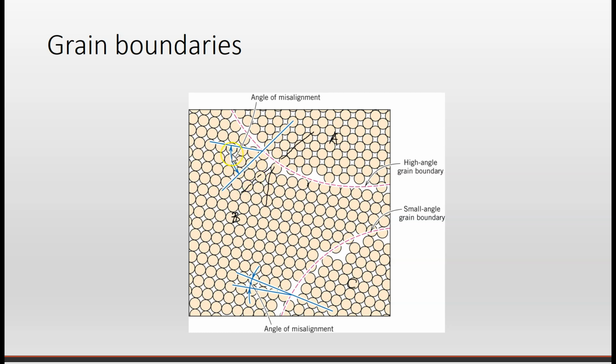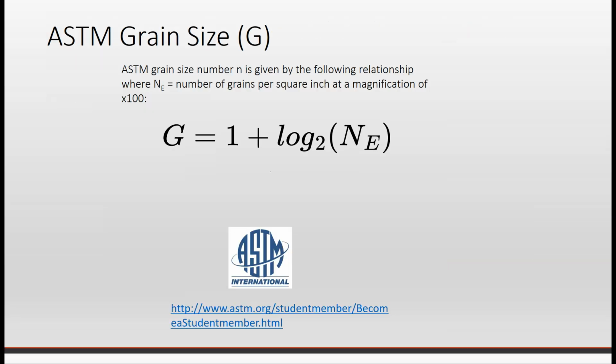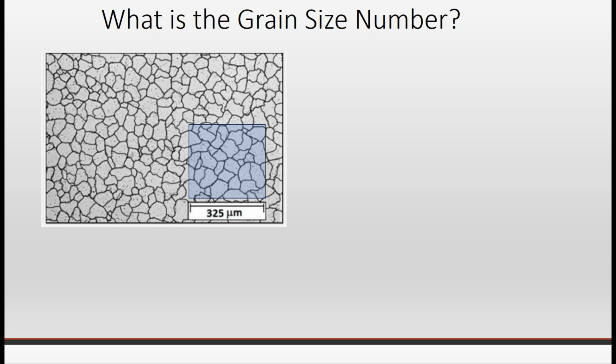So here, actually shown above here, we have an angle of misalignment between the two sections. So we can have what's called a high angle grain boundary or a low angle grain boundary shown here. These grain boundaries can be easily seen in micrographs. Let me show you this micrograph here.